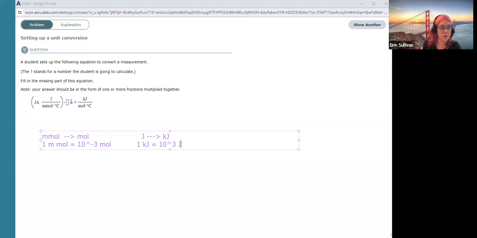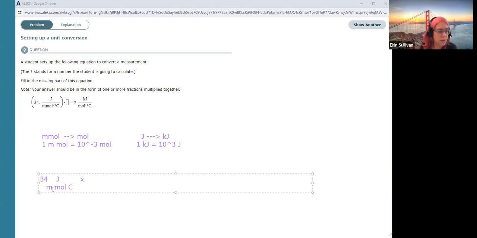So then we can just put in two unit conversion factors here. We don't actually have to do the math, by the way. It's just making sure we can set this up right. So we have joules per millimole per degree Celsius, and we've got to multiply by two unit conversion factors to end up with kilojoules per mole per degree Celsius.